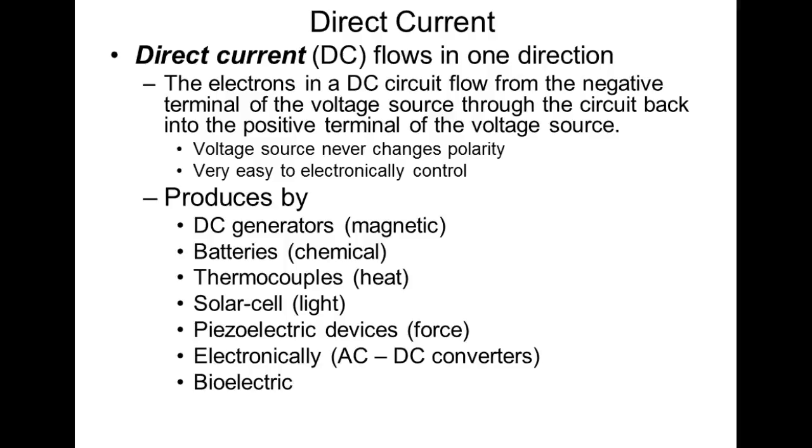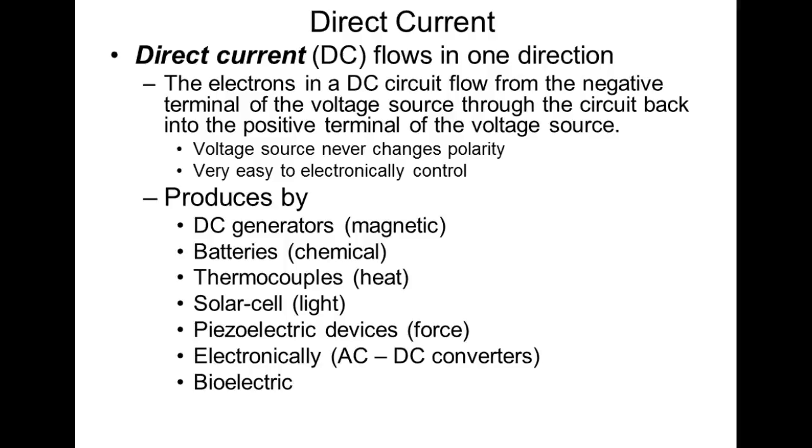Direct current flows in one direction. The electrons in a DC circuit flow from the negative terminal of the voltage source through the circuit and back into the positive terminal of the voltage source. The voltage source never changes polarity. And the big advantage of DC is we can electronically control it. AC is hard to electronically control. Y'all understand that? So your cell phone runs off of DC. Electronic devices are going to run off of DC, direct current.